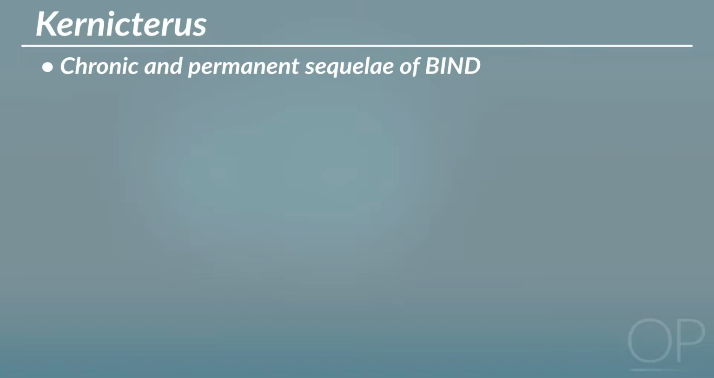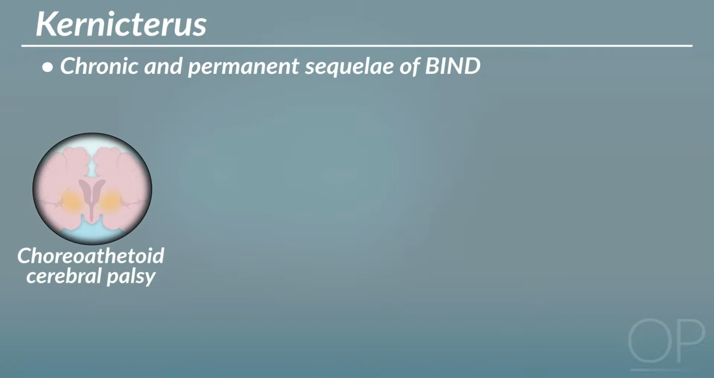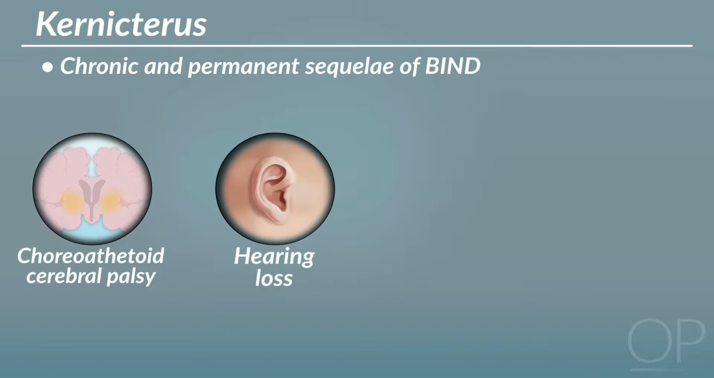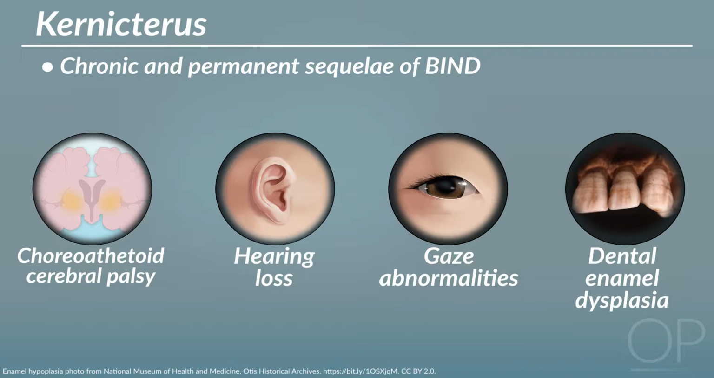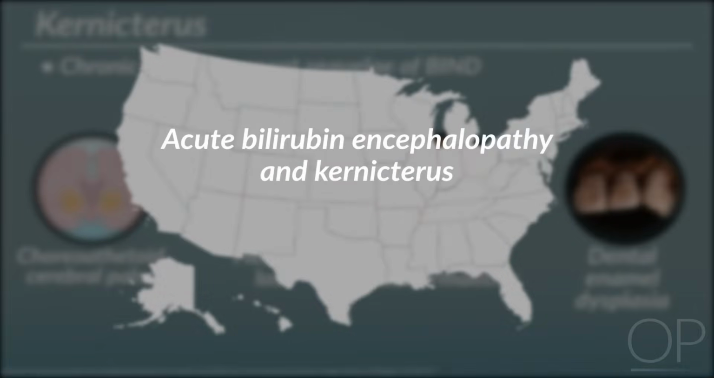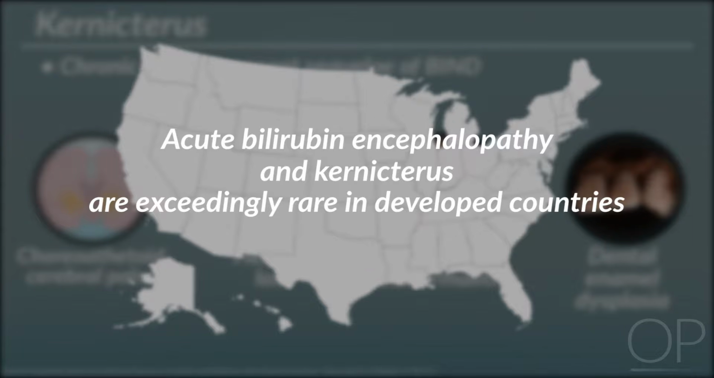Kernicterus refers to the chronic and permanent sequelae of BIND, which are most often choreoathetoid cerebral palsy, hearing loss, gaze abnormalities, and dental enamel dysplasia. Fortunately, acute bilirubin encephalopathy and kernicterus are exceedingly rare in developed countries such as the US, because we are almost always able to intervene before hyperbilirubinemia becomes severe.